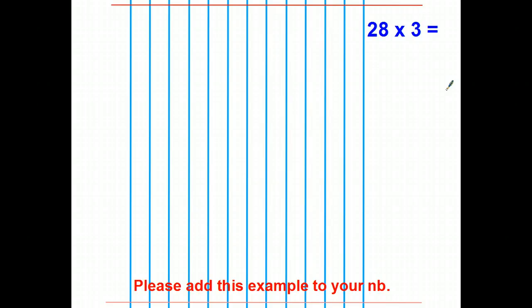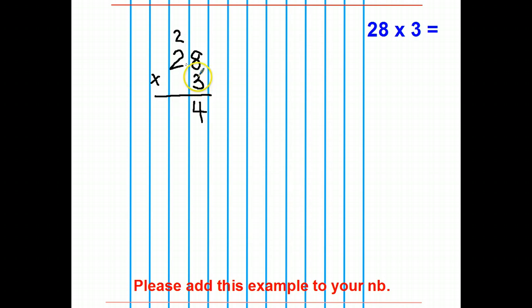So 28 times 3. Okay, let's bring that over here to the sideways notebook paper so everything stays nice and lined up. And we'll do 28. We'll multiply that times 3. All right, step 1 is ones times ones. So 3 ones times 8 ones gives me 24 ones. And we are still working in base 10, so I cannot put 24 here. I'm going to put down my 4 ones, and I'm going to carry my 2 tens.